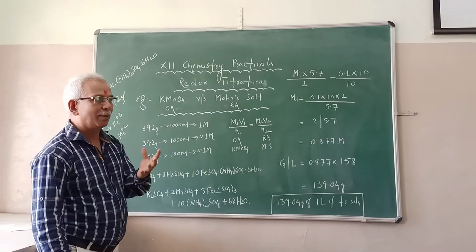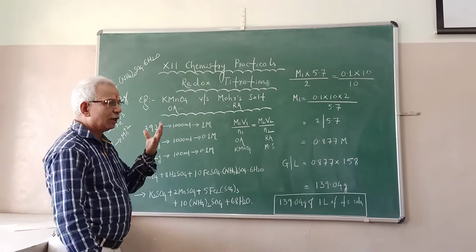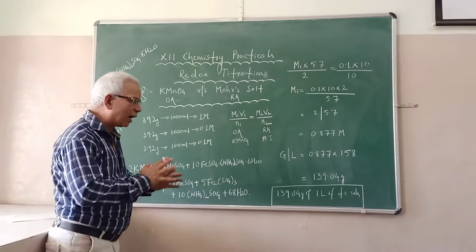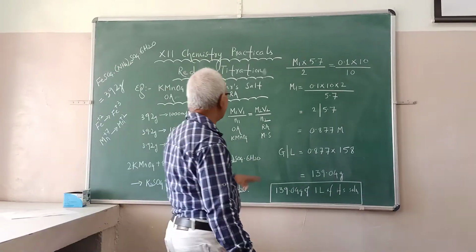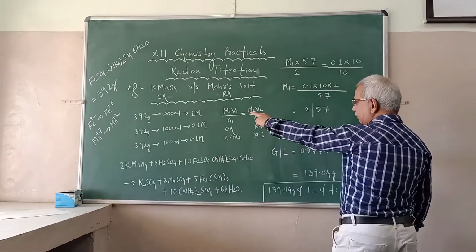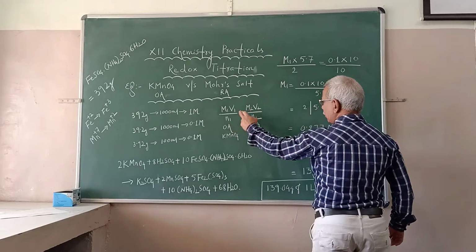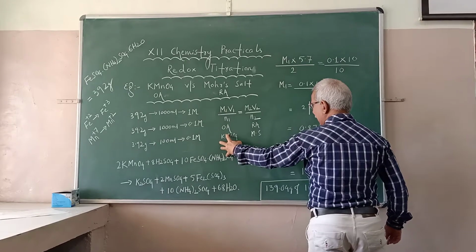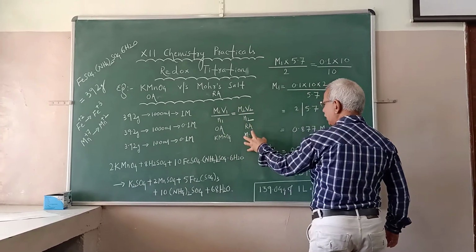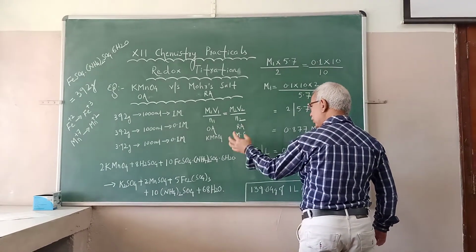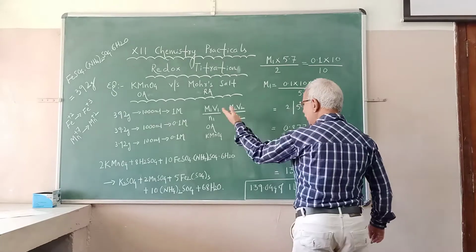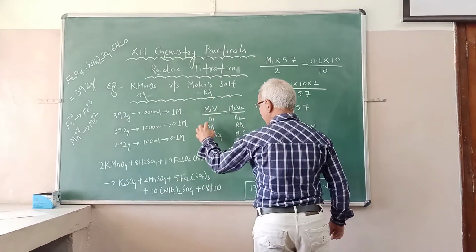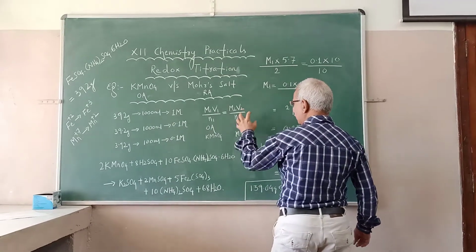You can go for the formula method also using the 11th class knowledge, how to calculate molarity, number of moles by volume in liters. So both are allowed. Now the calculation part using M1V1 by n1 equal to M2V2 by n2. This part you keep for KMnO4 and this part for Mohr's salt. You can exchange also, it is left to you, but first you fix it. So I have taken this for KMnO4 and this for Mohr's salt.